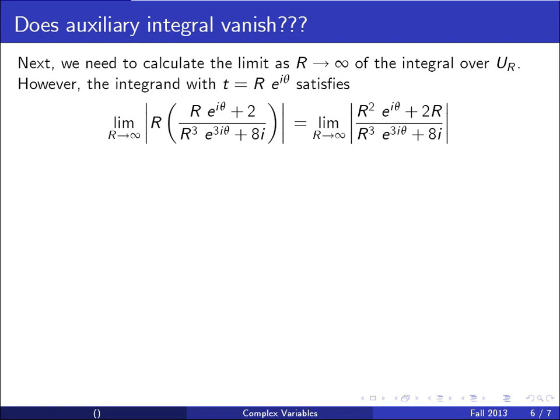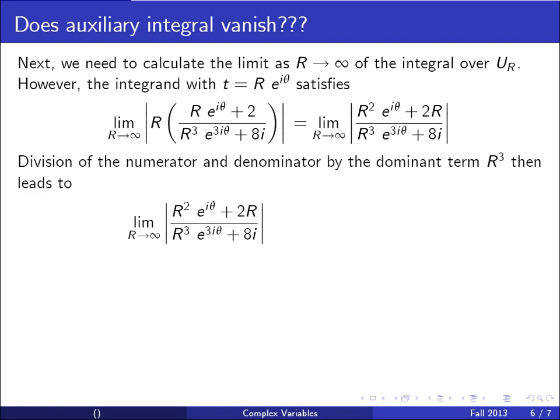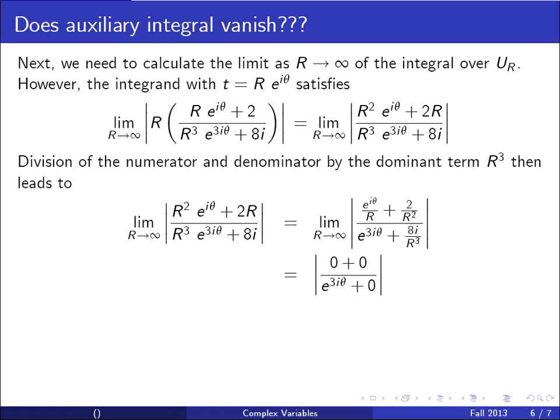R cubed is the dominant term, so we divide the numerator and the denominator by the dominant term. And this is very much like something you do in high school, where you compute a limit by dividing by the dominant term, and that's going to give us an e^(i theta) over r and a 2 over r squared, and an e^(3i theta) and an 8i over r cubed. And when you do that, you get 0 plus 0 over e^(3i theta) plus 0, but regardless of what theta is, that quantity is 0.